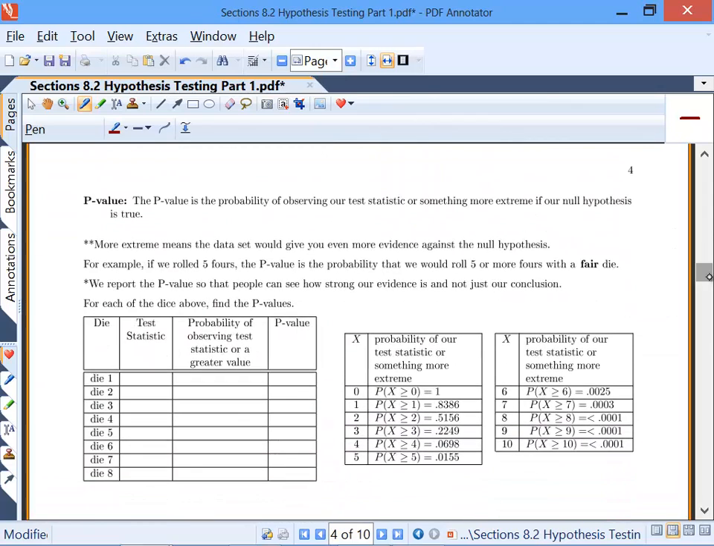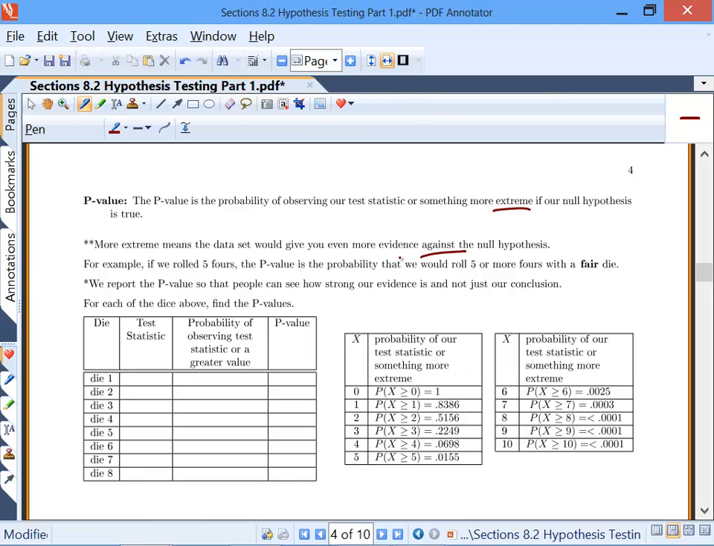So the next thing we introduce is called a p-value. So a p-value is the probability of observing our test statistic or something more extreme if our null hypothesis is true. Okay. Now, more extreme to us means that the data set would give us even more evidence against the null hypothesis. So anytime we say extreme, it means it's evidence against the null hypothesis.